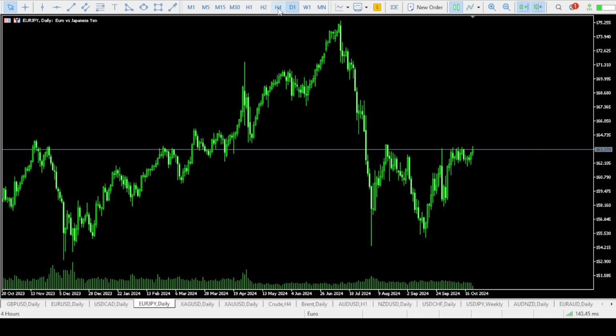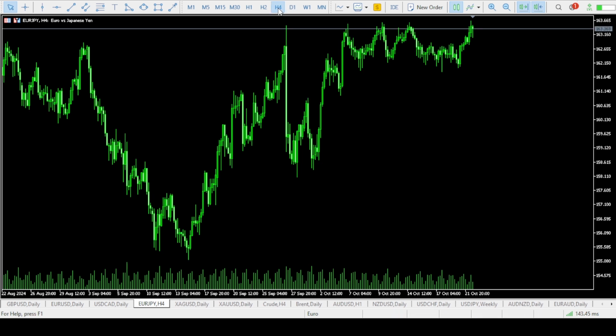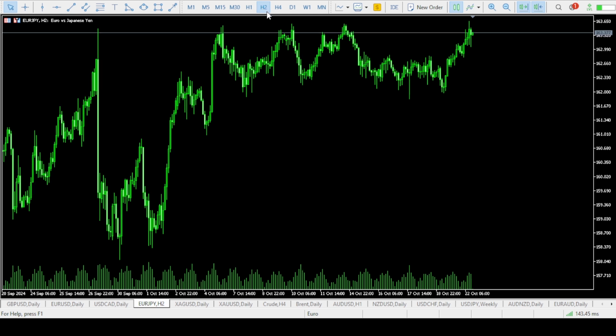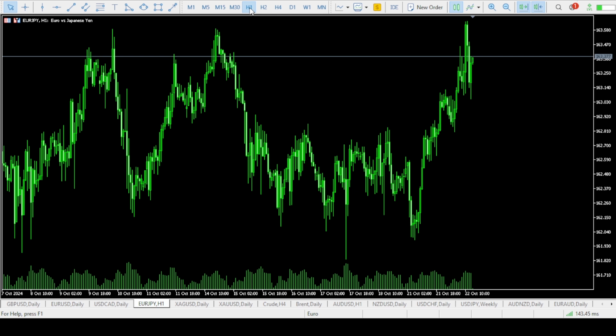I will zoom into H4. On H4, you can see this is what I was talking about. You can see this resistance here, and here. My interest is on, let me zoom in a bit more, this H2. Still, I don't have any interest here. So my interest actually is on H1, the 1 hour time frame. So this is what I want you to look at.